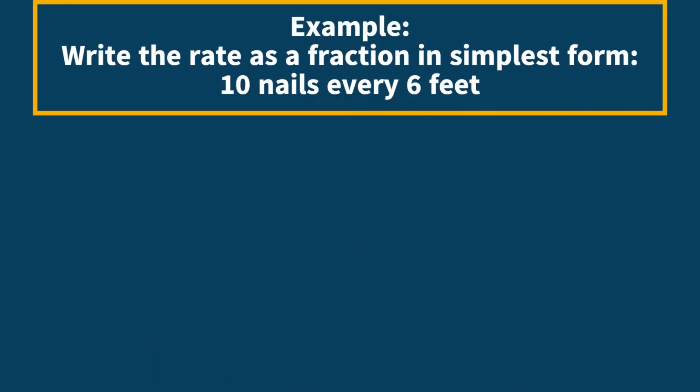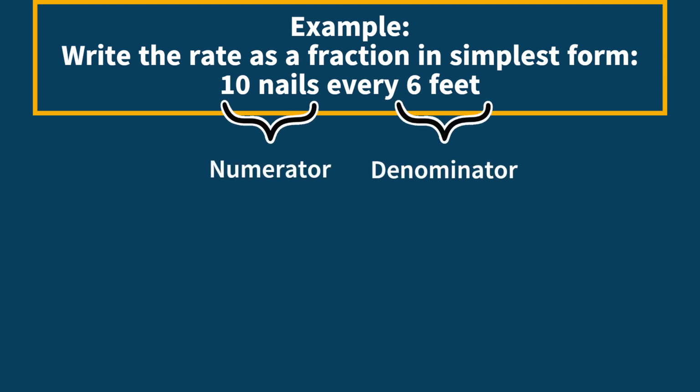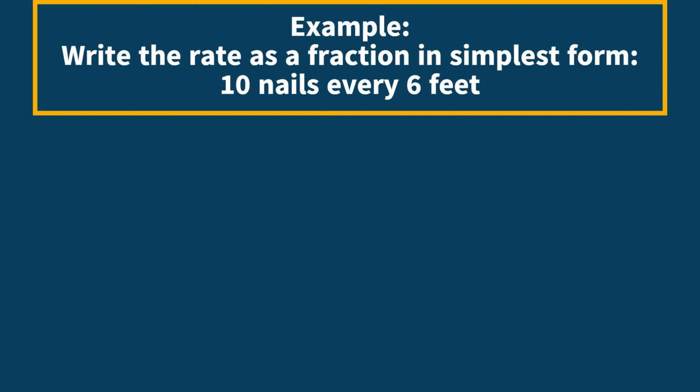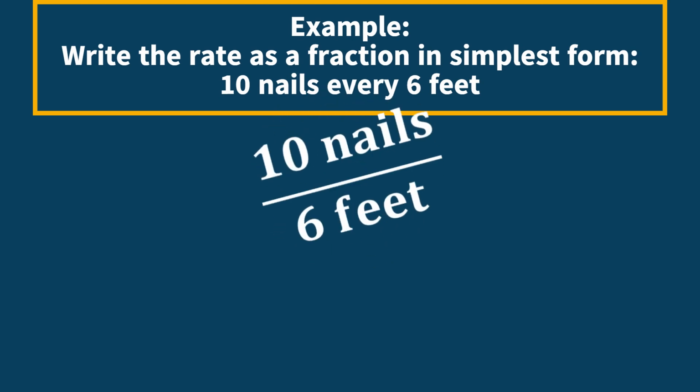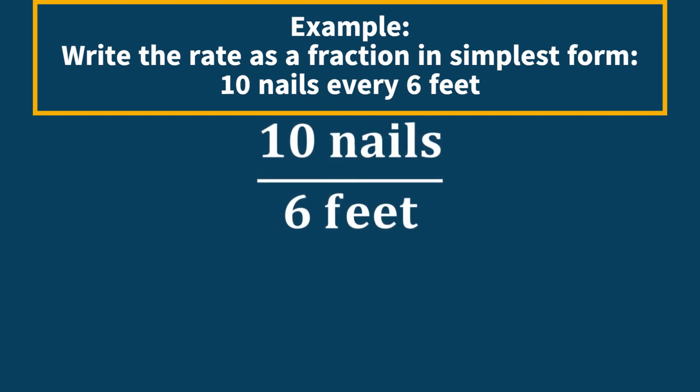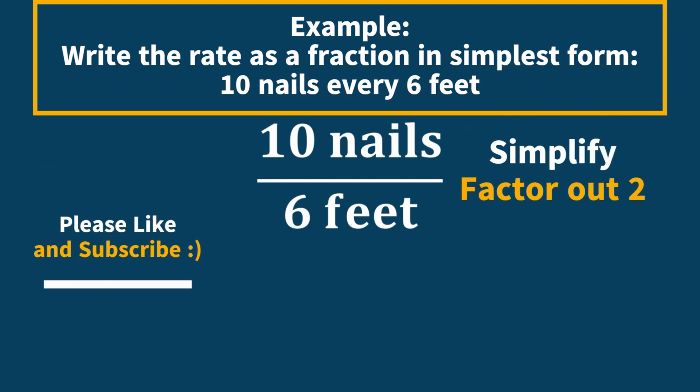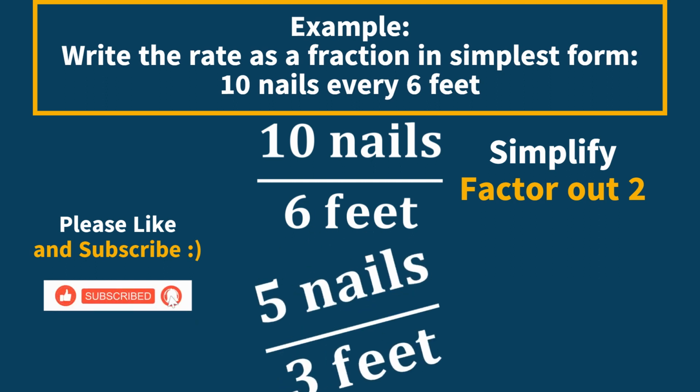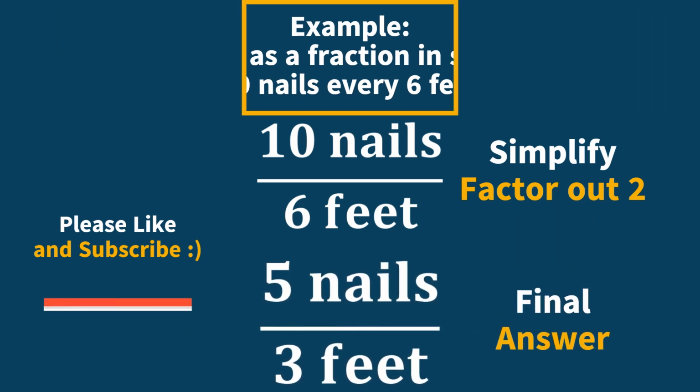Here's an example. We want to write the rate as a fraction in simplest form. We are given 10 nails every 6 feet. Typically, the first number will be in the numerator, and the second number will be on the denominator. The biggest thing to remember, we need to keep the quantity, or the unit, next to the number. Writing this as a fraction, we will have 10 nails as the numerator, and 6 feet as the denominator. Now we just reduce. 10 over 6 can reduce to 5 over 3 by factoring out a 2. Our final answer is 5 nails over 3 feet.